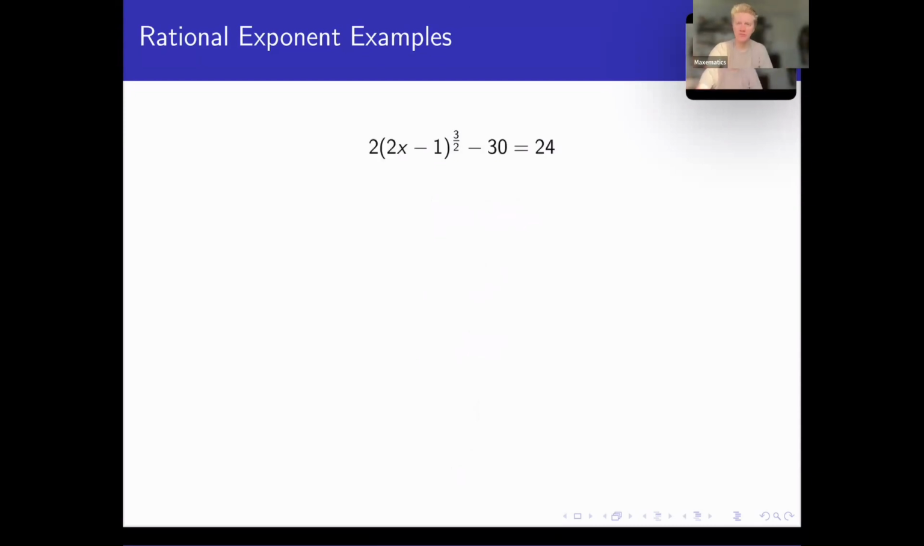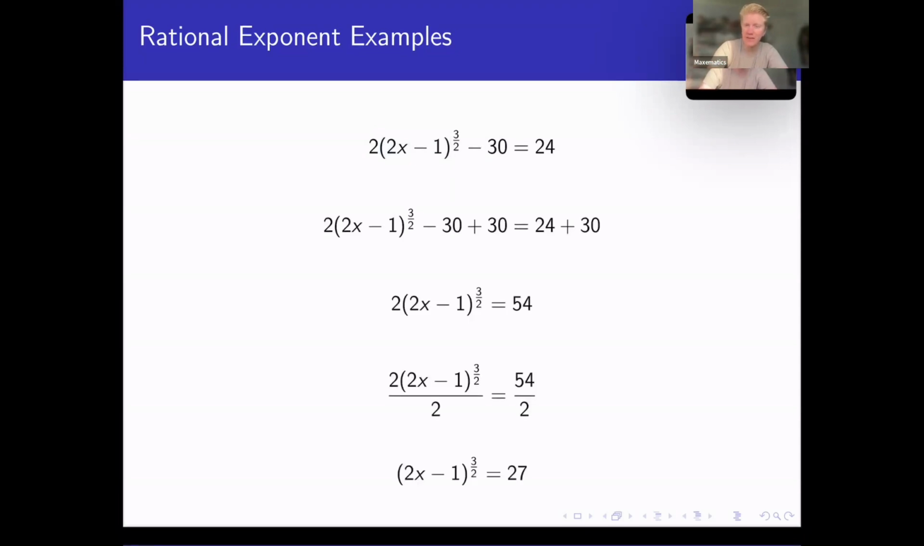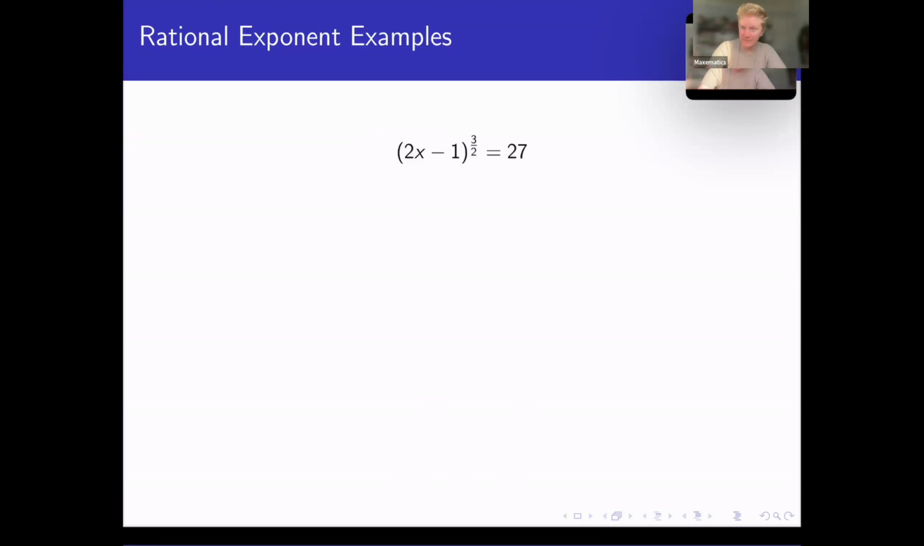Let's do more examples of this. Another thing I want to stress is that if your rational exponent part is not by itself, get it by itself, just like other things we've done before. In a lot of cases, these things that we want to apply need to be by themselves on one side for us to be able to do that. So let's add 30 to both sides. Let's divide both sides by 2. And now we can finally do the rational exponent step.